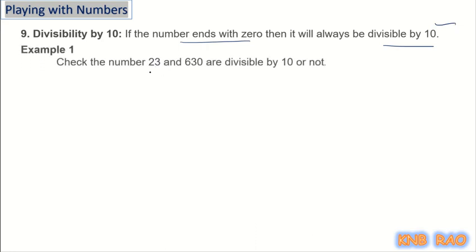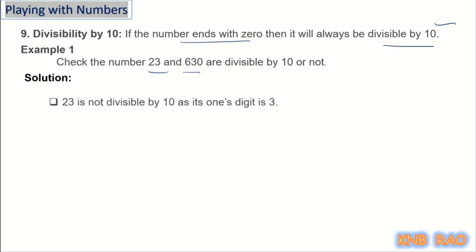Check whether 23 is divisible by 10. No, it is not divisible by 10 because it is not ending in 0. Is 630 divisible by 10? Yes, it is ending in 0, therefore it is divisible by 10. So this is how we check. 23 is not divisible by 10 as its ones digit is 3, and 630 is divisible by 10 as its ones or units place digit is 0.